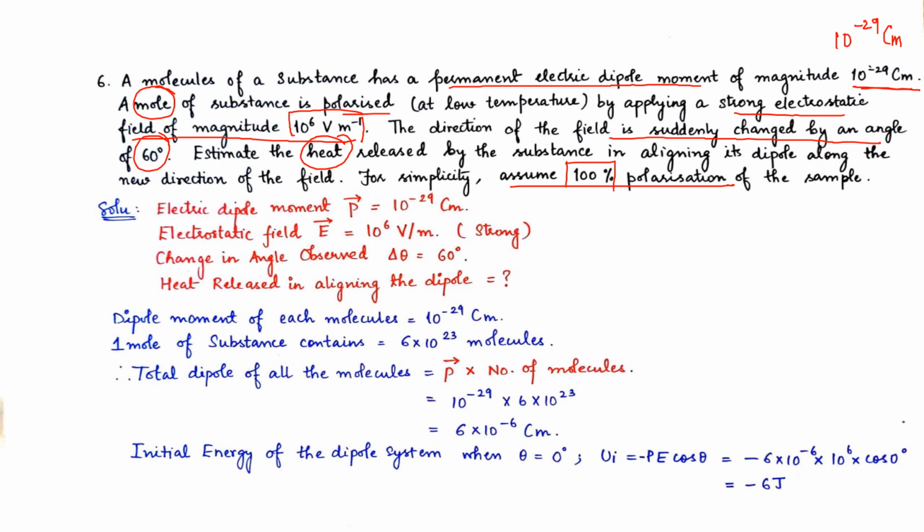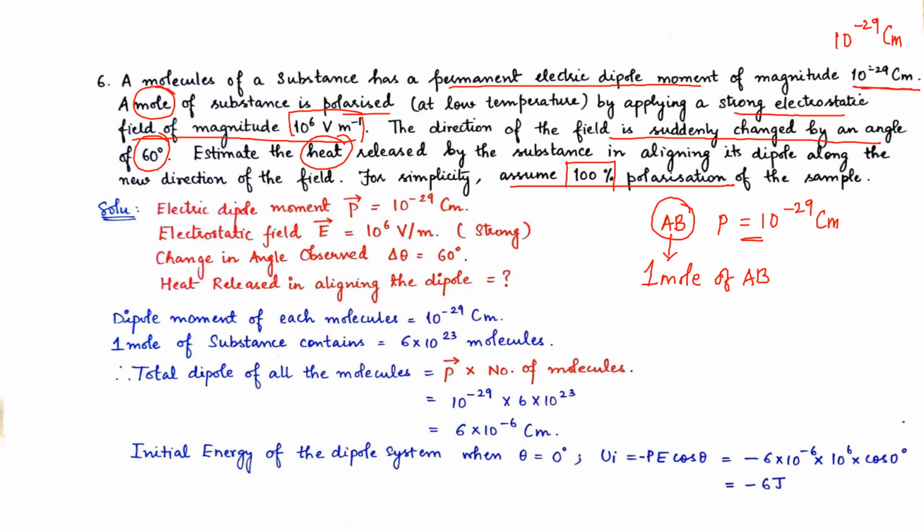So the question is telling us that we have a particular molecule AB, which has a dipole moment of 10 to the power minus 29 coulomb meter. One molecule has this dipole moment. And how many molecules do we have? We have 1 mole of this substance, 1 mole of AB substance, at low temperature.